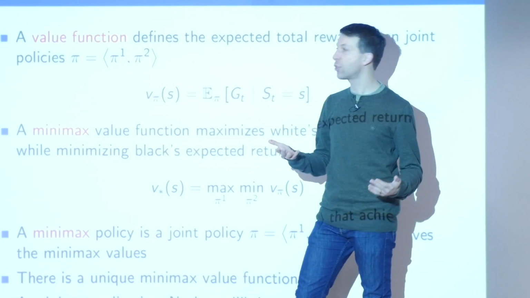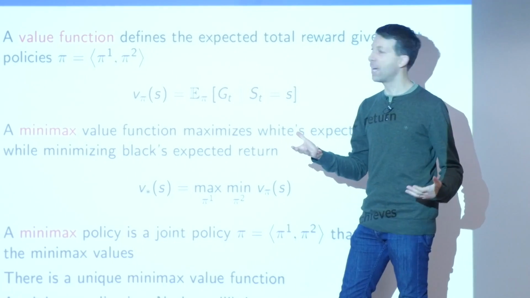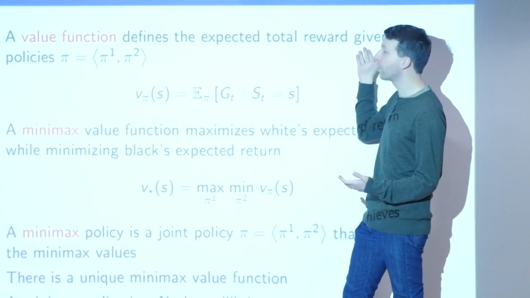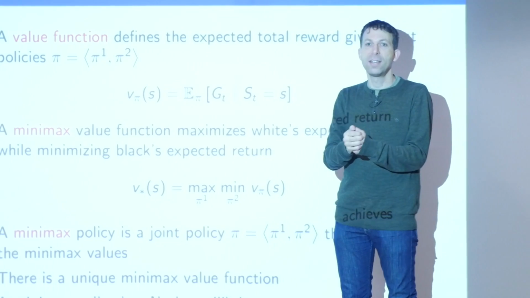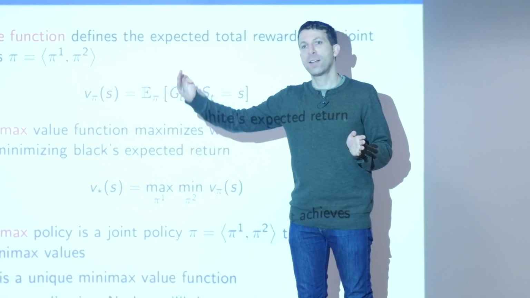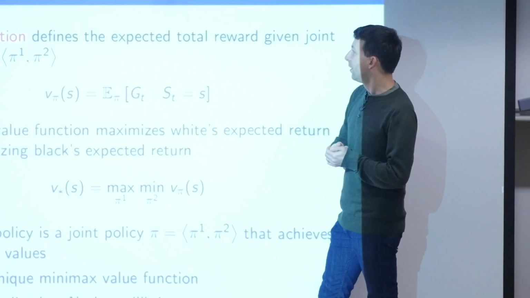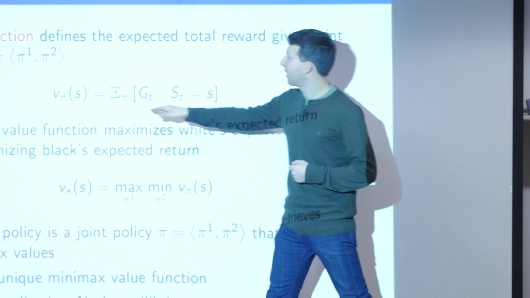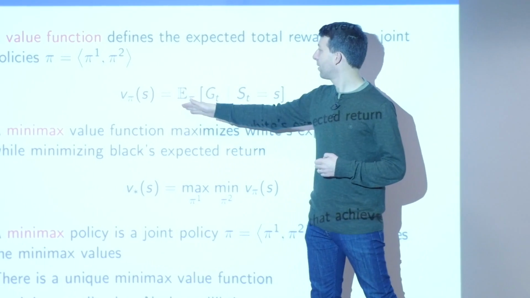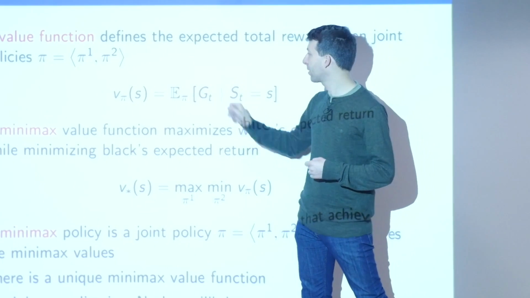Then you can ask the question, under that policy pair, who's going to win? What's the expected total reward going to be? Rewards in these games are very often 0 all the way through, and then at the end of the game, +1 for winning or -1 for losing is the canonical case we'll think about. So the value function is just the expected return: +1 for winning, -1 for losing.